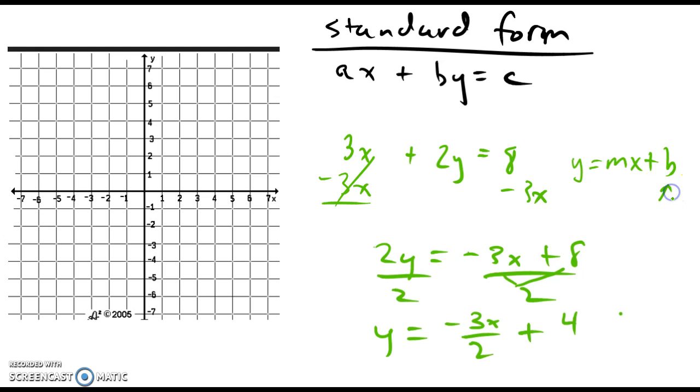Remember, b is our y-intercept, so let's plot the 4 on the y-axis, because that's where the line crosses the y-axis. And we've got negative 3 over 2 as our slope, rise over run, except it's a negative slope, so we're going to go down 3 and over 2. And now we're going to connect our dots.